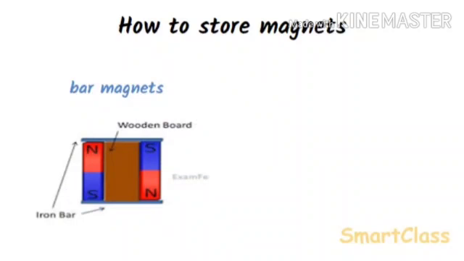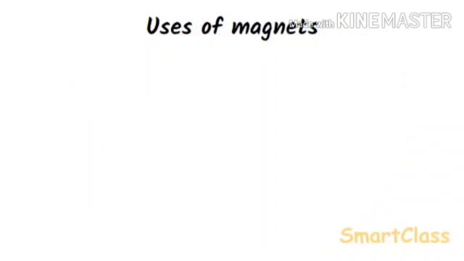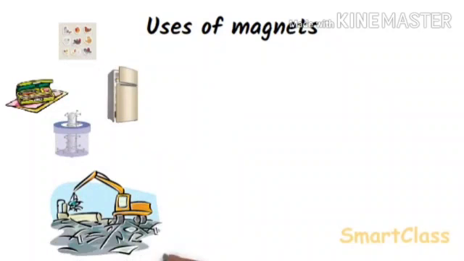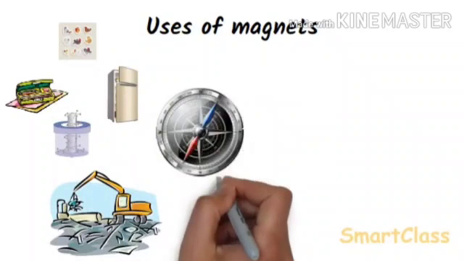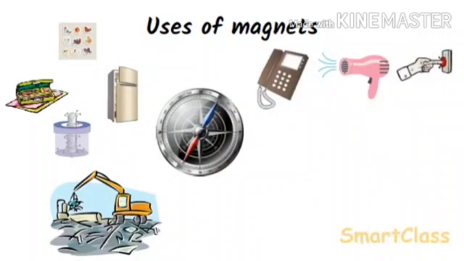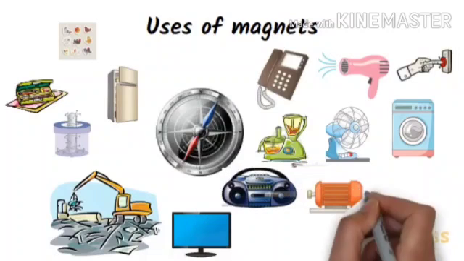Let us now understand the uses of magnets. Magnets are used for a large number of purposes. Some of the important uses of magnets are as below. Magnets are used to hold stickers, refrigerator doors, pencil boxes, pins, etc. Magnets are used to separate discarded iron and steel objects from other waste. Magnets are used to make compasses, and magnets are used in telephones, hair dryers, doorbells, mixers and grinders, fans, washing machines, televisions, and various types of toys.